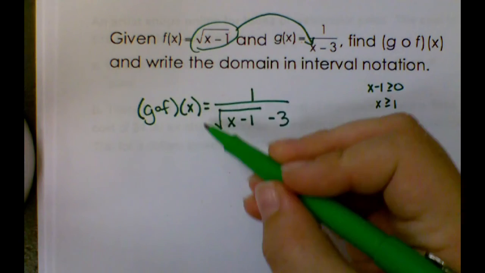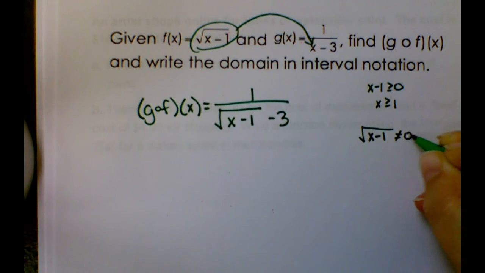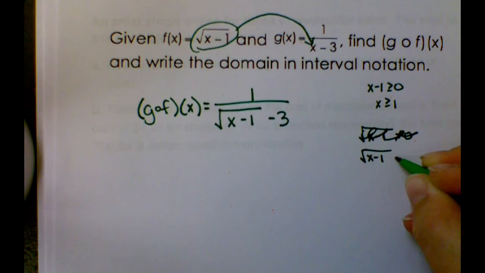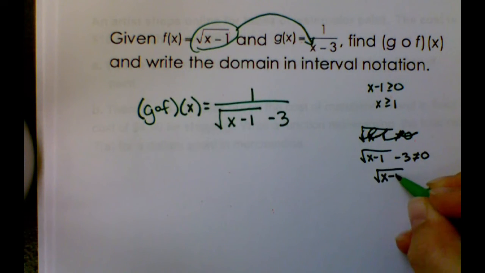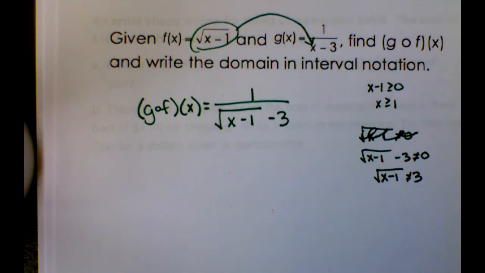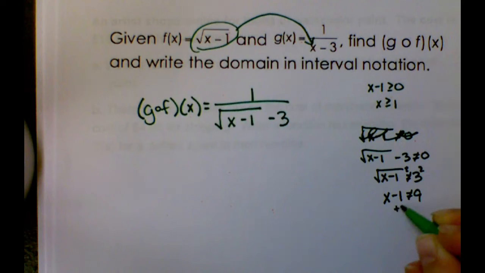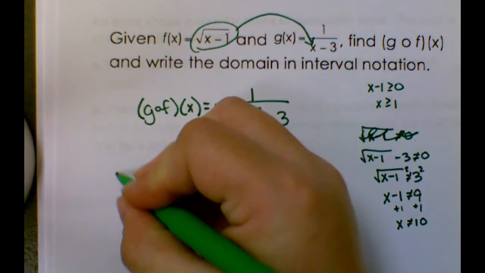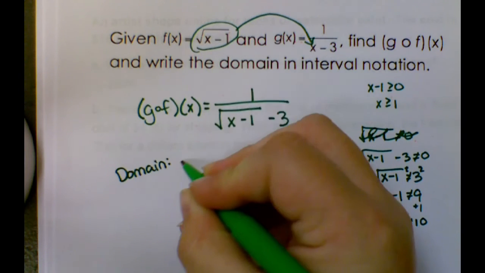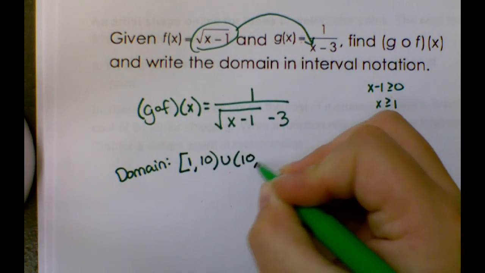So we're actually just going to take our new denominator and say that can't equal 0. Square root of x minus 1 minus 3 can't equal 0. So we add the 3, we get the square root of x minus 1 doesn't equal 3. We square both sides. We get x minus 1 doesn't equal 9. Add that 1, x can't equal 10. So x has to be greater than or equal to 1, but it also can't equal 10. So our domain is 1 to 10, or 10 to infinity.